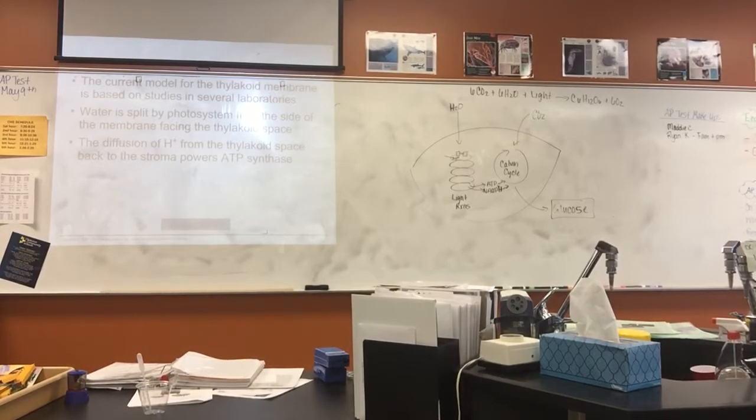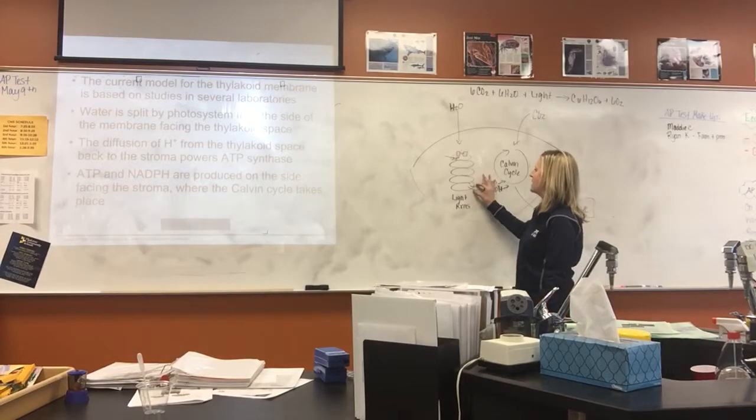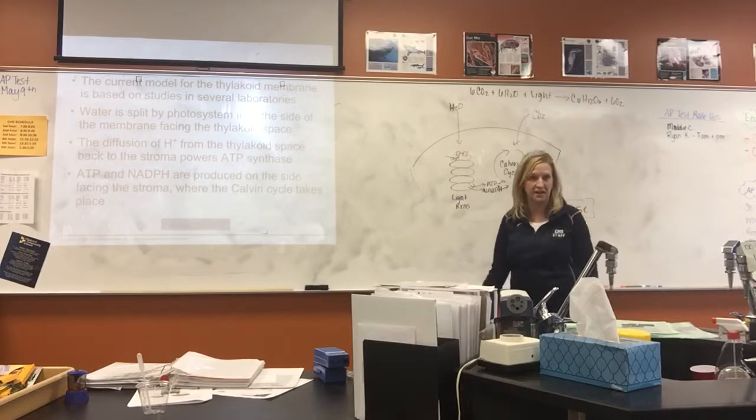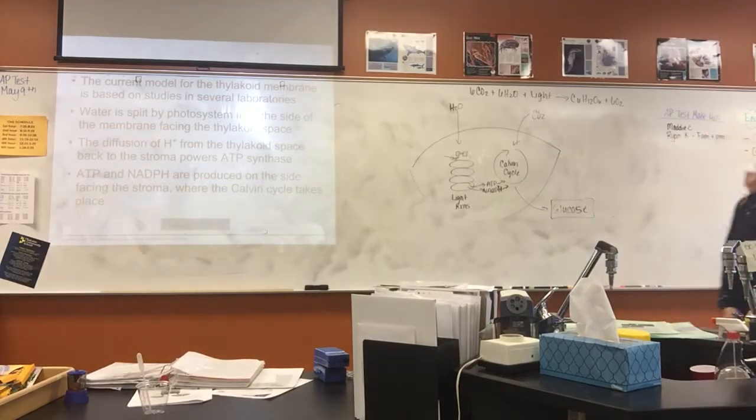So it's going from the inside of the thylakoid to the outside. And then lastly, ATP and NADPH are produced on the side facing the stroma, where the Calvin cycle takes place. Remember, it makes sense for them to be made on the outside of the thylakoid, in the stroma, because that's where the Calvin cycle actually takes place. All right? And that's the light reactions.